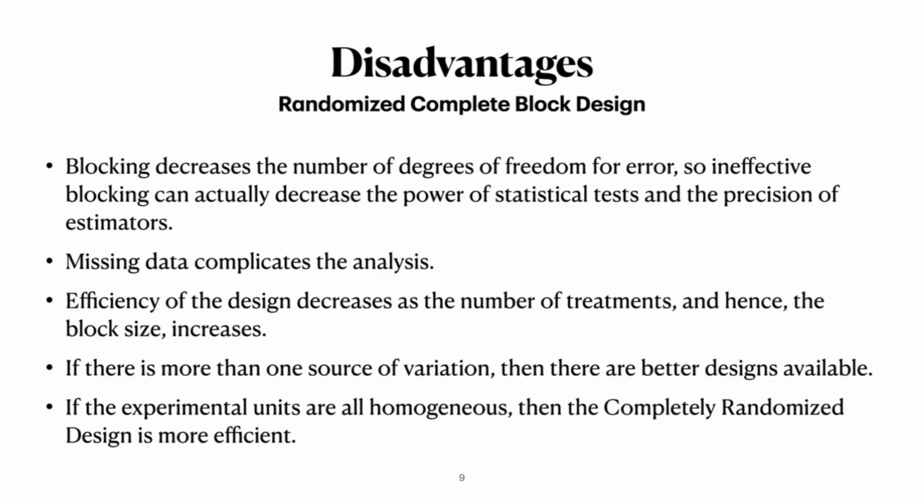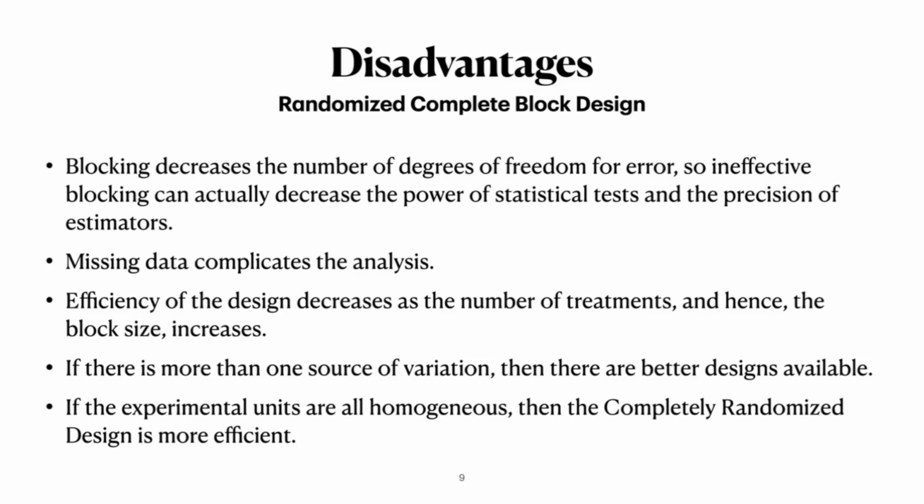As the denominator degrees of freedom decreases, the critical point increases, and so it makes it harder to reject the null hypothesis. And so if the decrease in the unaccounted for variation is not enough to compensate for the increase in the critical point that results from the decrease in the number of error degrees of freedom, then that would result in a decrease in power and a decrease in precision.